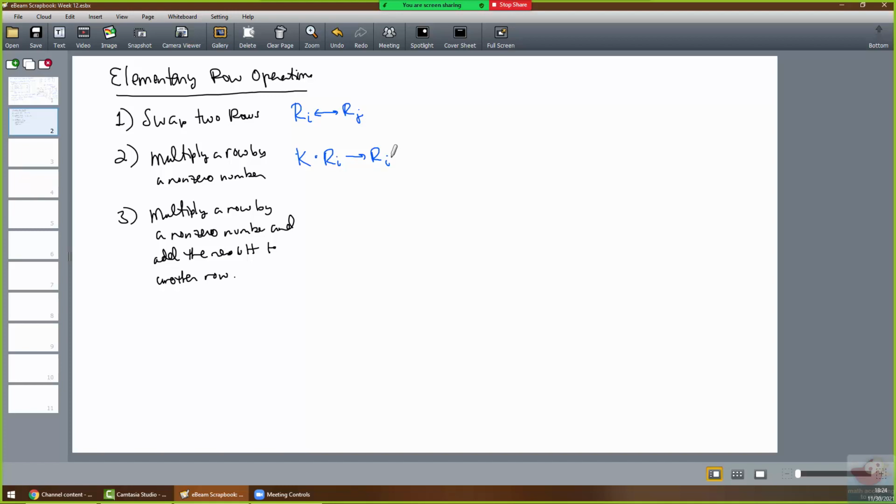And number 3 was basically your elimination method. You would multiply an equation by a number, so when you added it to another equation, that variable would go away. Notationally, that's k times R sub i plus R sub j gives you R sub j.